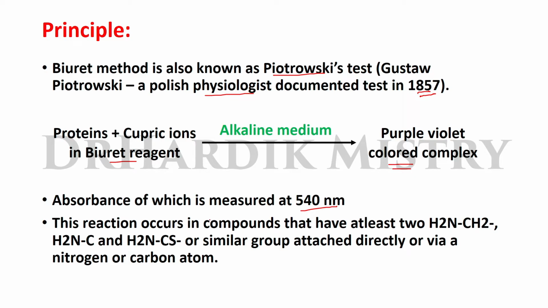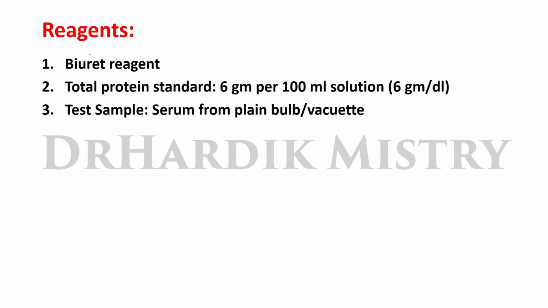This reaction occurs in compounds that have at least two peptide-type bonds, or similar groups, attached directly or via a nitrogen or carbon atom. So that is the principle of this Biuret method. Which are the reagents required for this test? Biuret reagent, total protein standard, which is 6 gram per 100 ml solution, that is 6 gram per dl. It requires a test sample, that is the serum from a plain bulb or vacutainer.